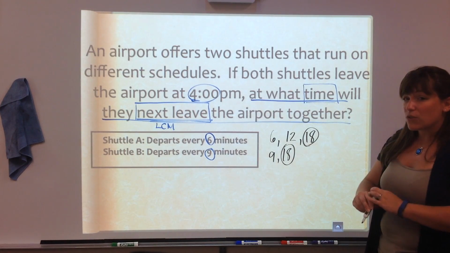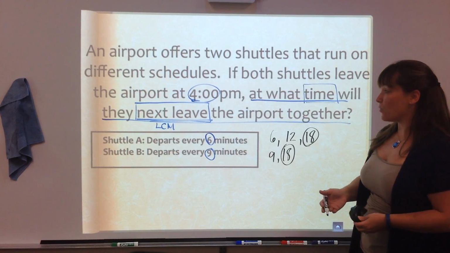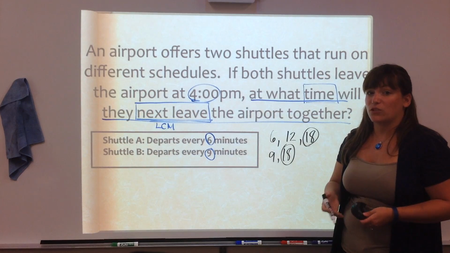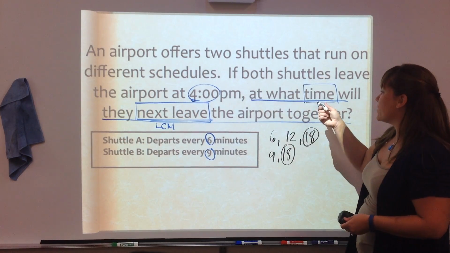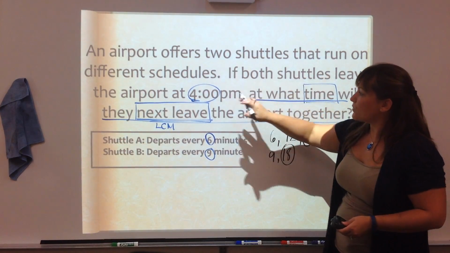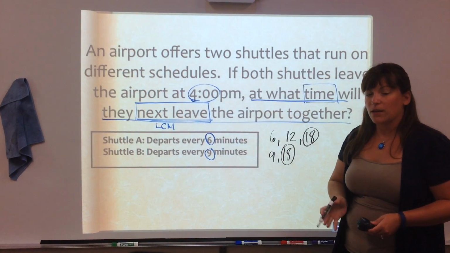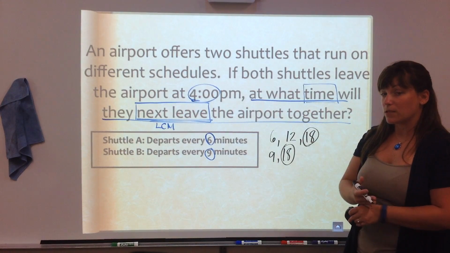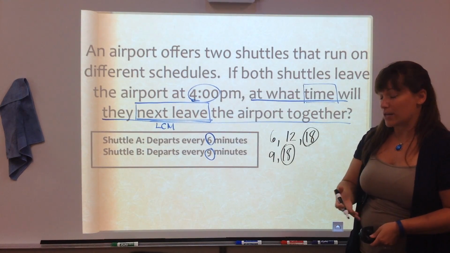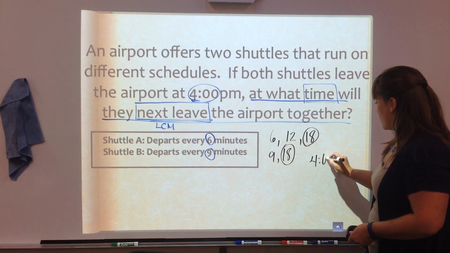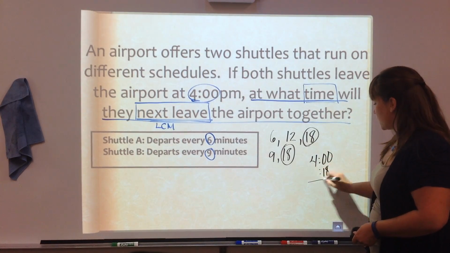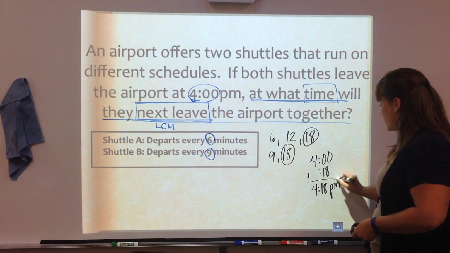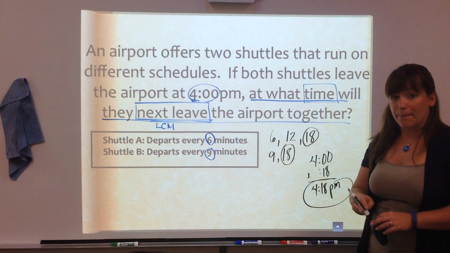Now, the answer though is not 18. It's not going to be 18 minutes, it's not going to be an answer of 18 because they want to know the time. So if they leave at 4 o'clock, 18 minutes later is when they'll meet and depart together again. So 4 o'clock plus 18 minutes, you guessed it, the real answer is 4:18 p.m.